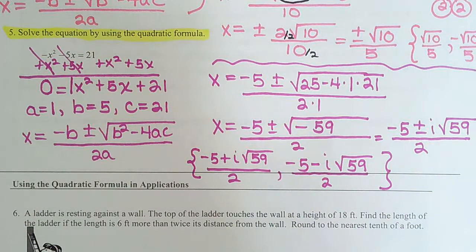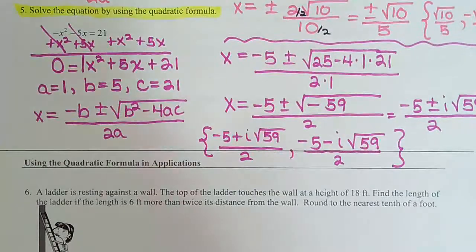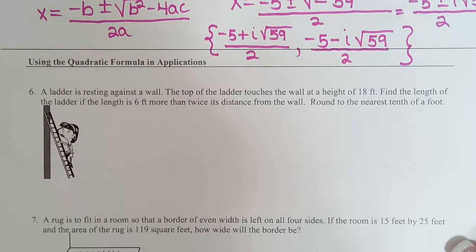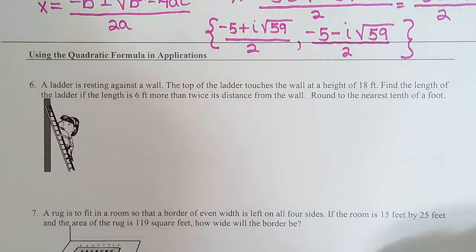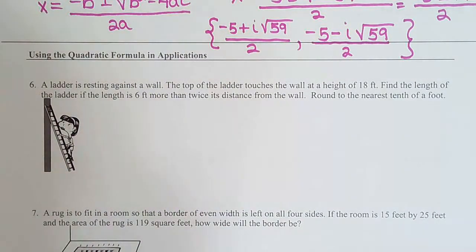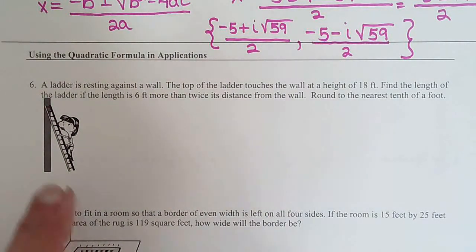Okay, let's see if we can tackle one of these word problems, and then we'll have to do the second one on the next video. So a ladder is resting against a wall. The minute I see a ladder problem, boom, my mind goes to, oh, well, there's a right angle right there. So this is Pythagorean Theorem. Very, very common is a ladder problem. So when you see ladders, that should be your first thought.